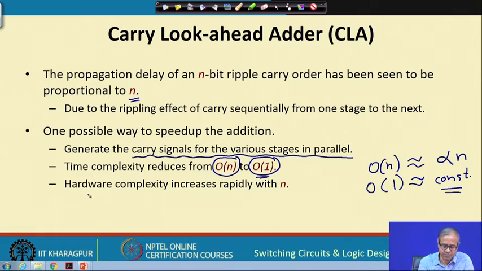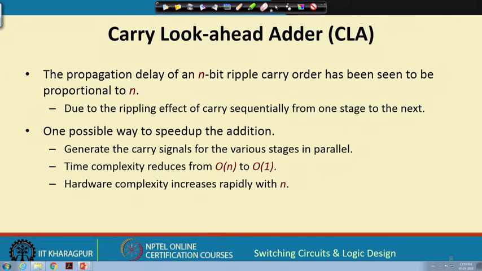But the drawback is that the hardware complexity, the number of gates, the size of gates, will increase very rapidly with the value of n. This actually limits the value of n to a certain value. Beyond that, a carry look ahead adder can become very complex. Let us see how it works.